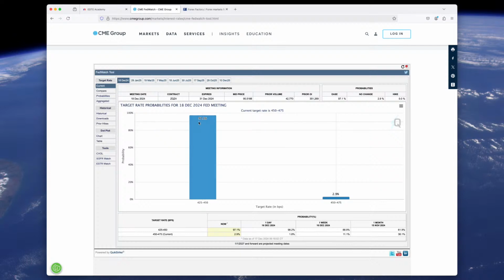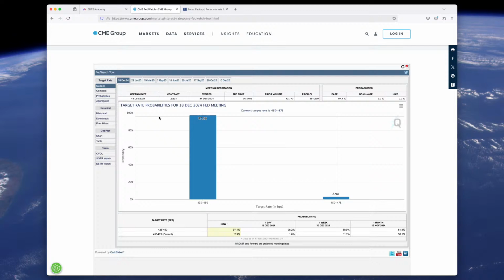So the probability of a rate cut of 25 basis points, or bringing it down to a range of 425 to 450 basis points from 450 to 475, is 97.1%. There's still a 2.9% holdout. Who are those people that are saying, no rate cut? We don't know. Effectively, it's going to happen. It might as well be 100%. So this is an accurate tool if you ever want to know what the disposition of the Fed is and what they're going to do.